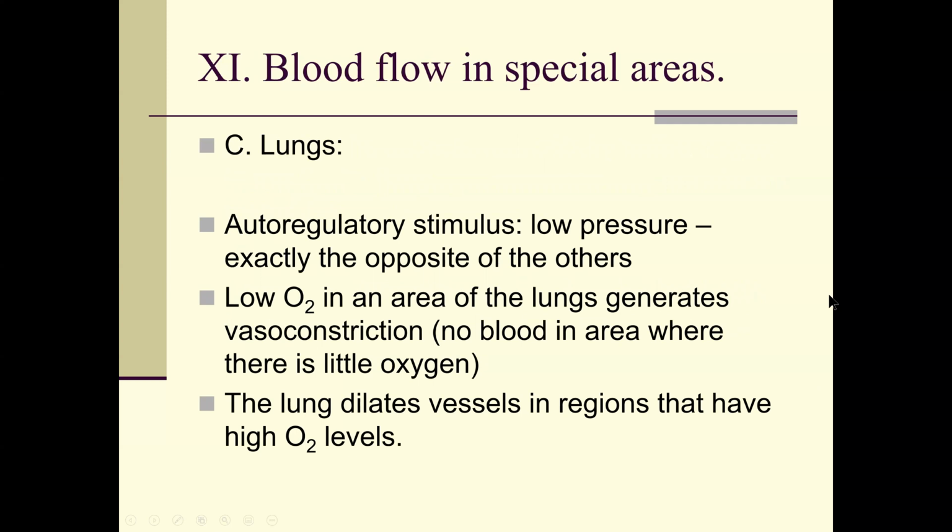Lungs, we have autoregulatory stimulus, okay? And I actually talked about this. If we have low O2 in an area of the lungs, we get vasoconstriction, okay? Because we don't want to have capillary exchange where there's no oxygen. So if we have obstruction by pneumonia or obstruction by fluid, we're going to have vasoconstriction of the capillary beds because we don't want to perfuse that area, because the alveolus is obstructed, so there's going to be no gas exchange. Consequently, if we have areas with hyperperfusion, then we're going to dilate the vessels in that area.